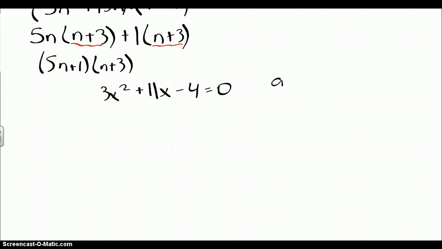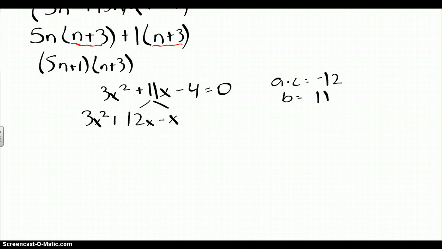Multiply a times c, which gives me -12. And my b, which is 11. Two numbers that multiply to -12 and add to 11 are going to be +12x and -1x, sorry. So now I'm going to break that off into those two terms, bring down my first term, bring down my last term, and now I can group.